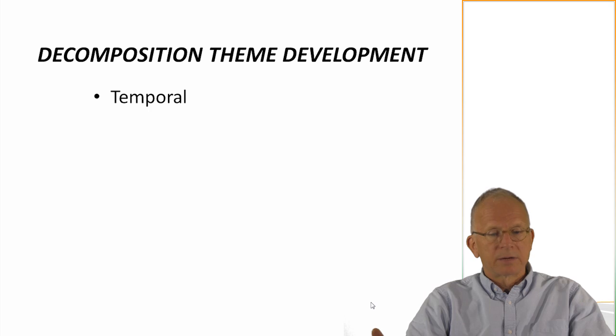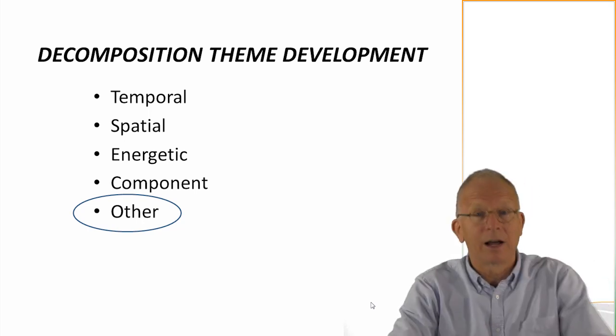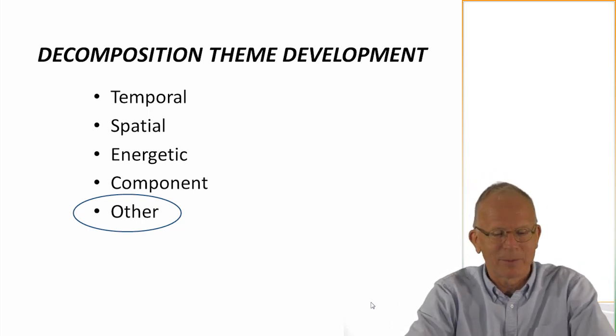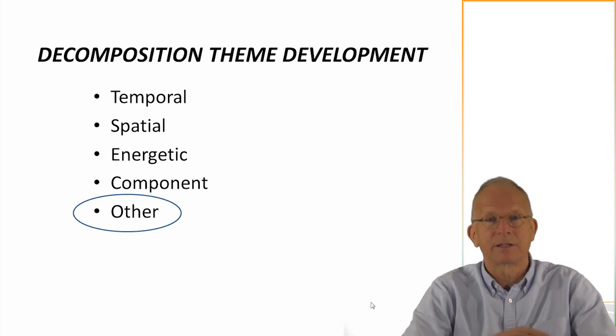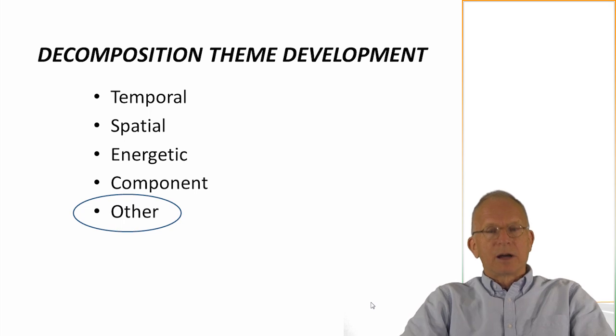All right, so there are different kinds of themes we might use for doing a decomposition. How do we know we're collectively exhaustive? Well, we can look at temporal, spatial, energetic, and component decompositions, as well as other. And we'll take a closer look at some of these later. The nice thing about including other in a list is that it automatically seems to be collectively exhaustive. But the problem still is going to be determining what the others might be.